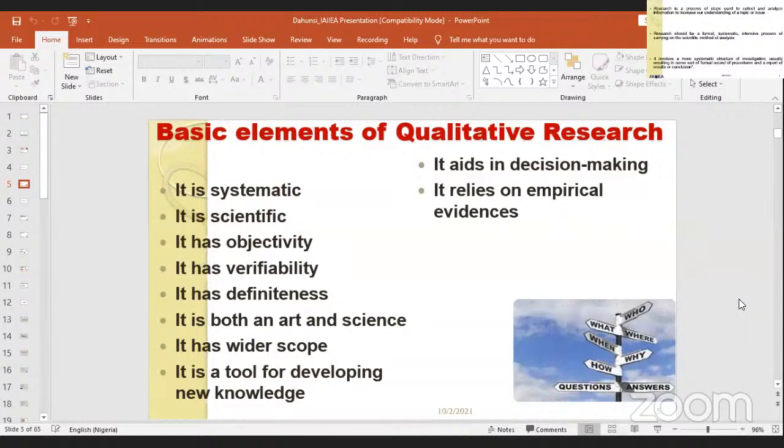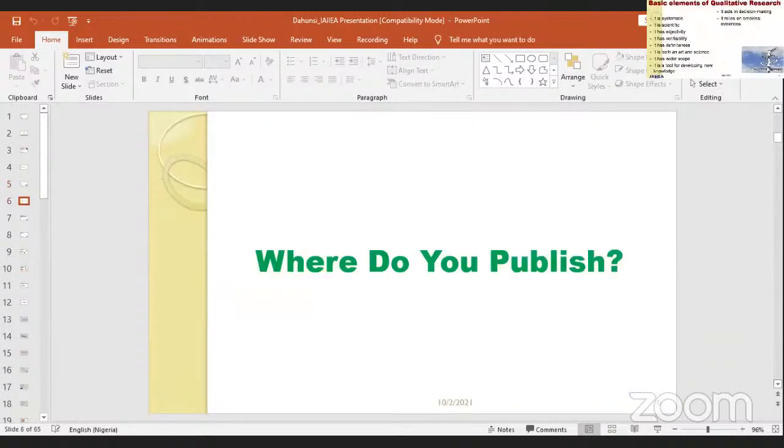It must be definite. It is both an art and a science. Research must be wide in scope, and that's why the world is right now talking about a multidisciplinary approach in research, so that it can be wide and can cover so many things. Now, it must rely on empirical evidence.